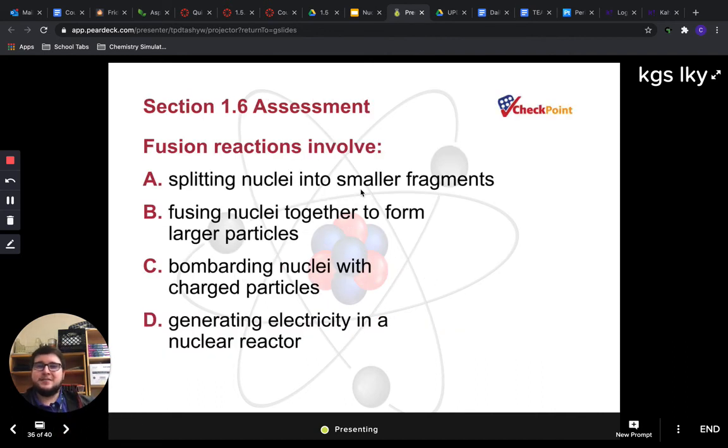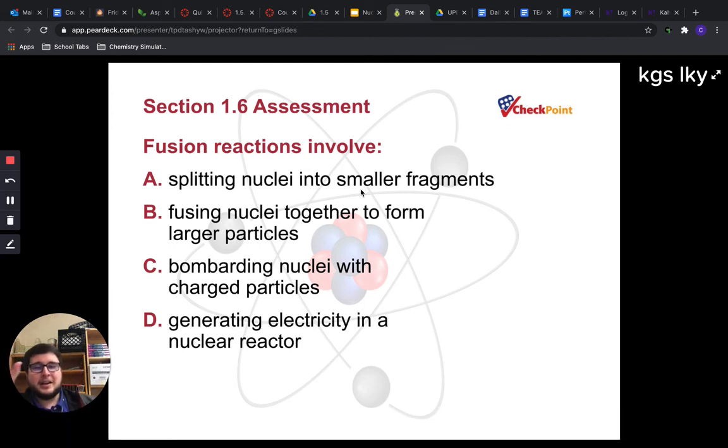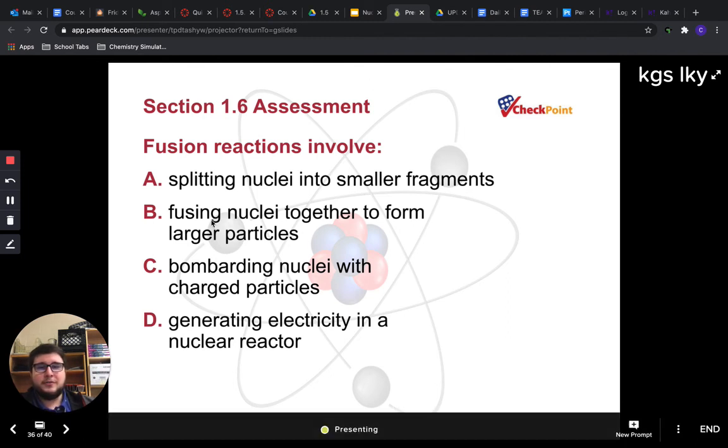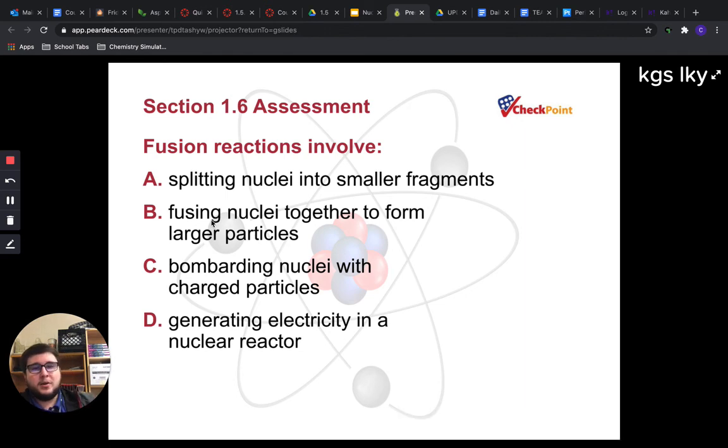All right, so that is it for this lesson. I want you to go ahead and think about this question and answer it. So fusion reactions involve blank. So go ahead and check this out. And whenever you have your answer, go ahead and submit that. I'm going to pause, and then we're going to go on to the next one.